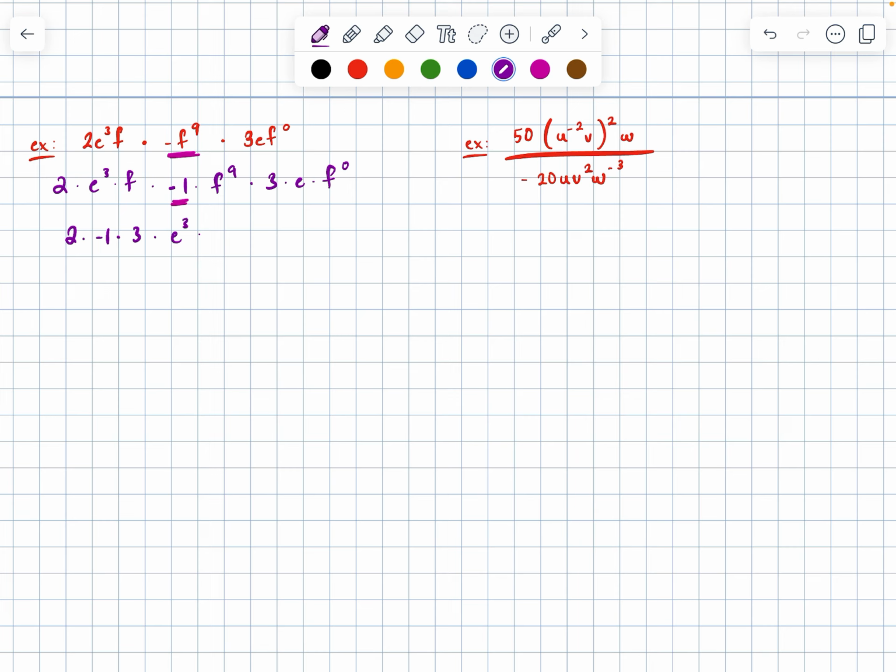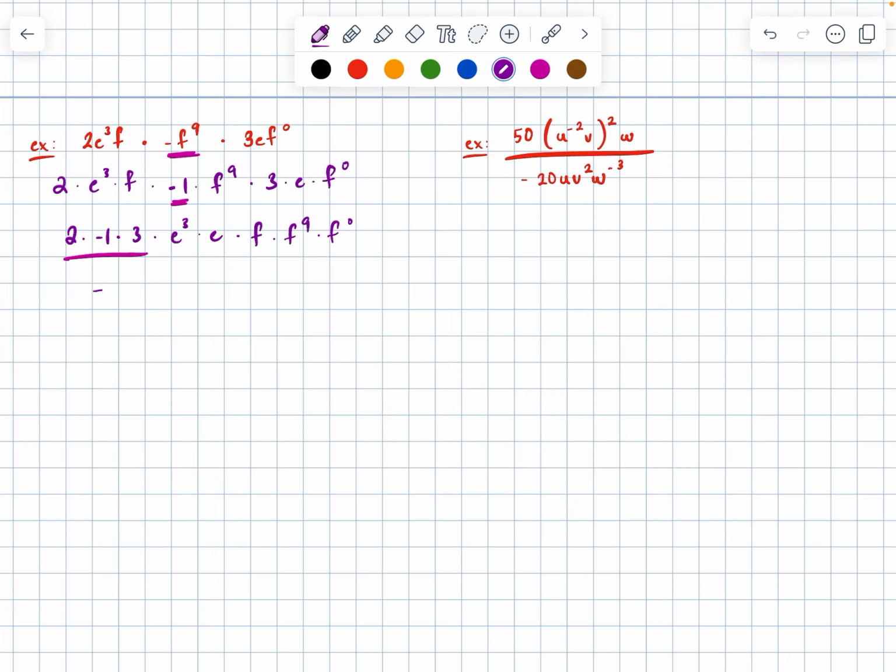So let me take e to the third, and I'm going to put it with e. And then last but not least, let me put f with f to the 9th and f to the power of 0. From here, piece by piece, chunk by chunk, we proceed. We persist. We succeed. Okay, 2 times -1 times 3.